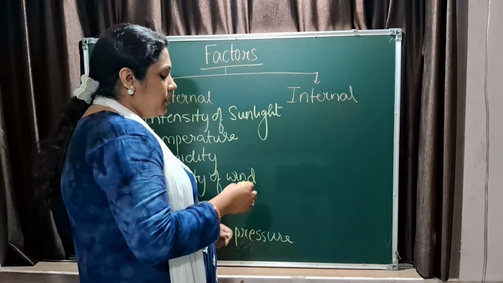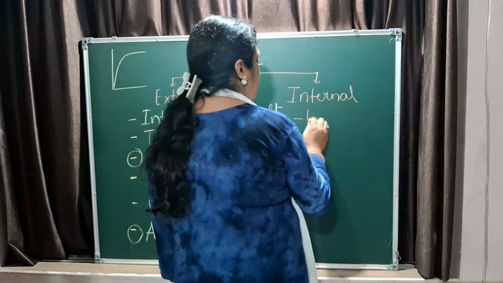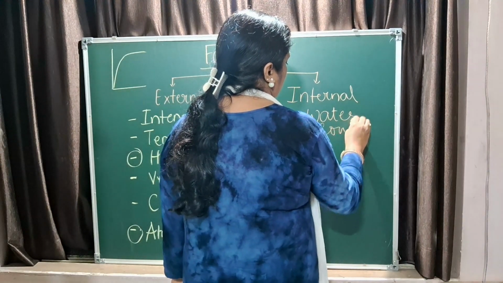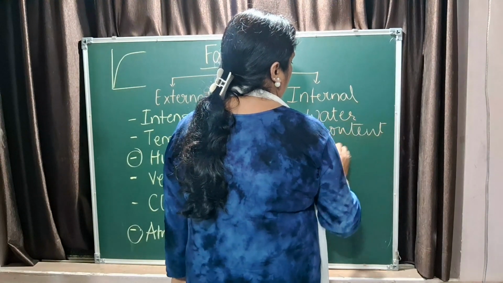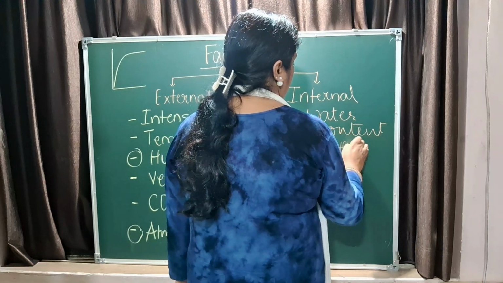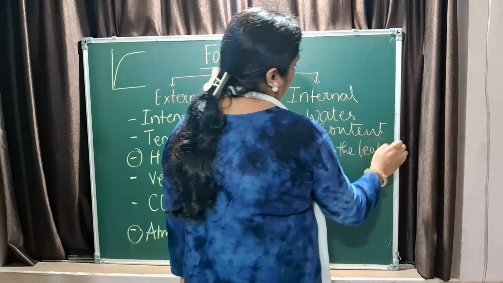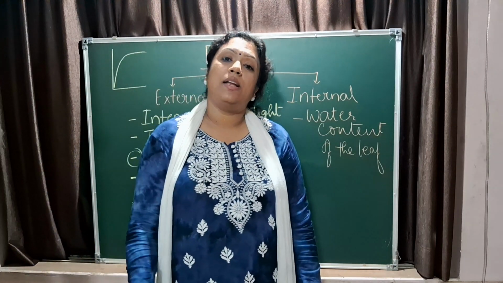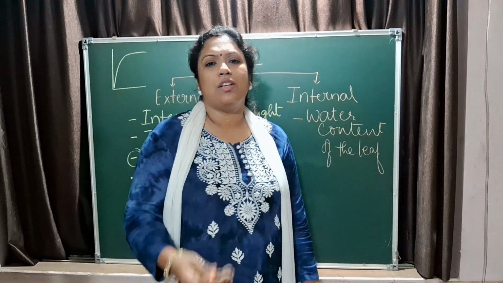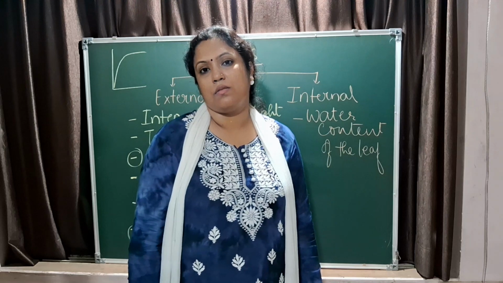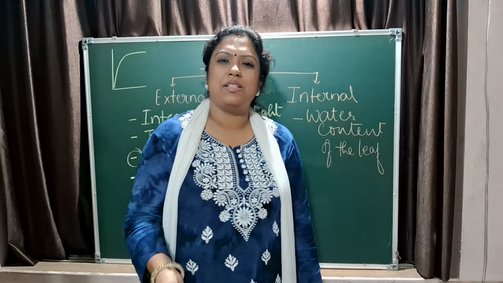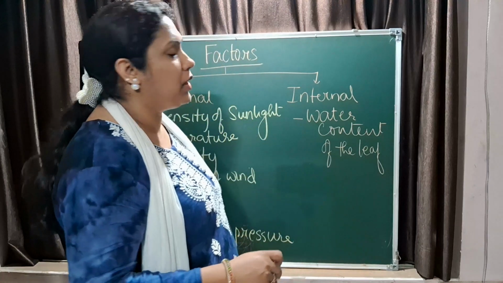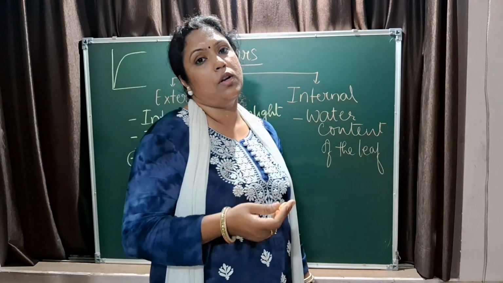Now, what are the internal factors? Internal factors means the water content of the plant or the leaf. If you don't water the plant much, the leaf will start rolling at the corners. Finally, it turns brown, because we cannot control the rate of transpiration as such. If there is no water, the leaf gets dried up from within. Right. So the water content in the plant plays a very important role in transpiration.